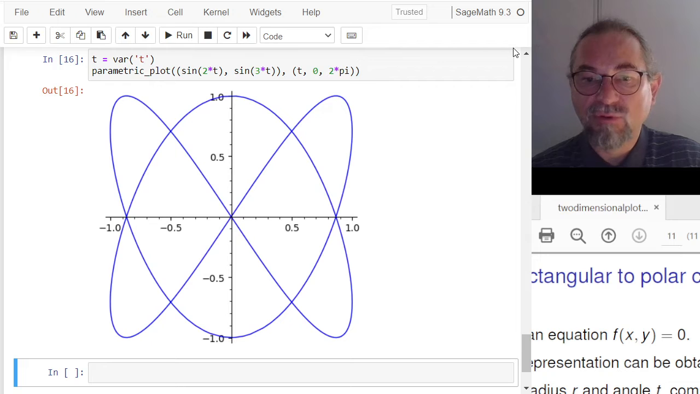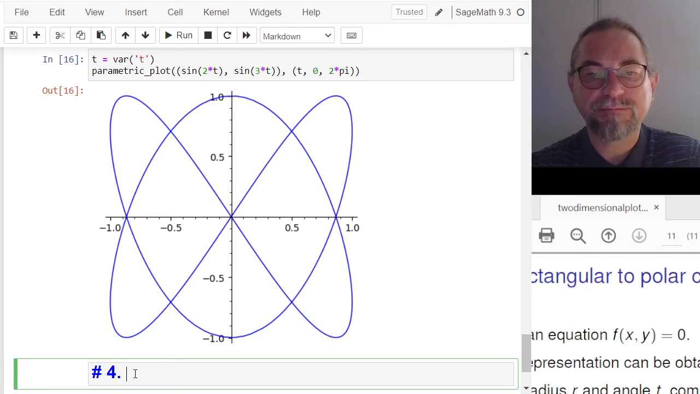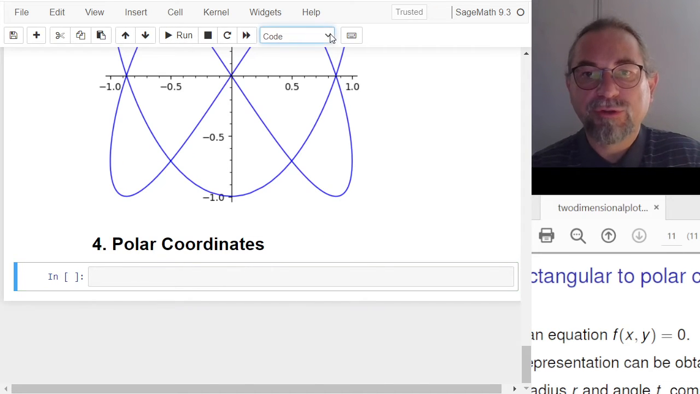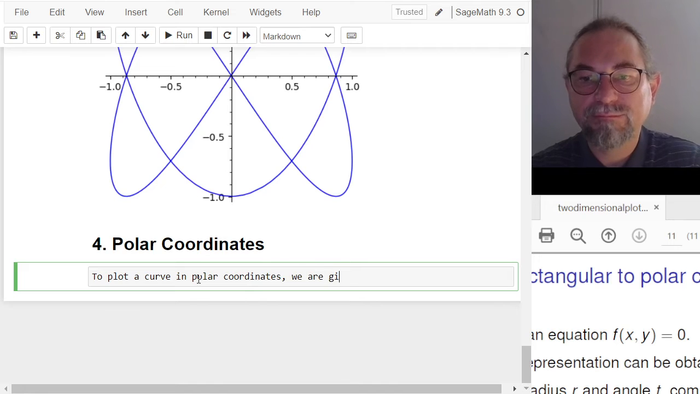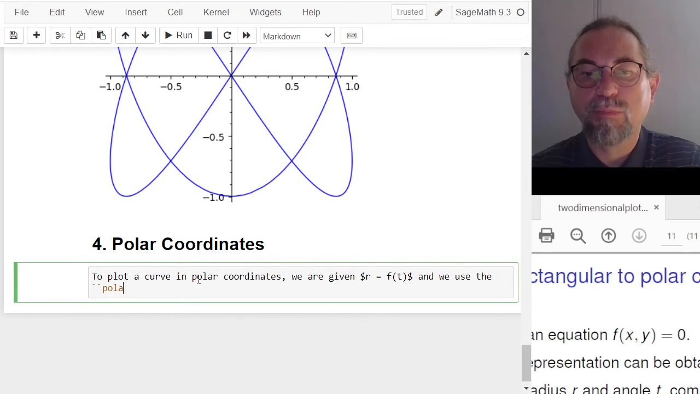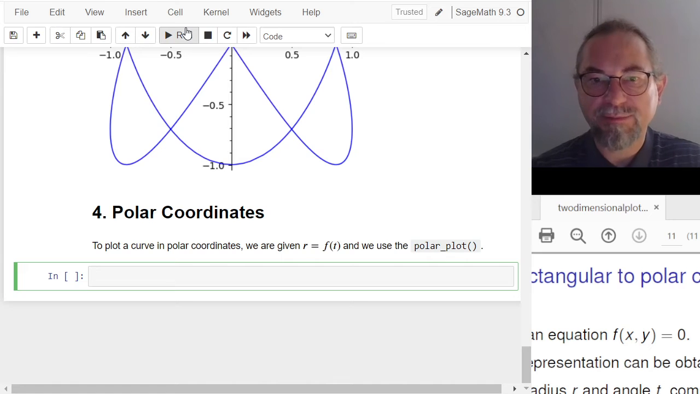Okay, so let us now move to the fourth type. This is the type of the polar coordinates. So to plot a curve in polar coordinates, we are given an expression for the radius, and we use the polar plot. So this is our fourth type.